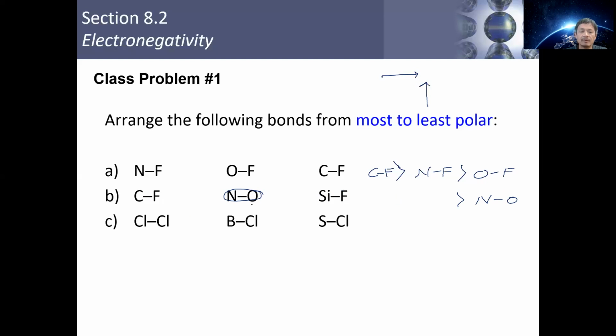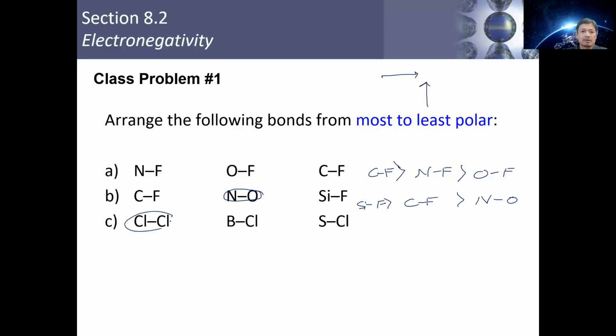Okay? And then with this, silicon is further away from fluorine than carbon is, so we expect carbon-fluorine to be next, and silicon-fluorine to be the most electronegative, in that order. Okay? So make sure you write this down and then post it.